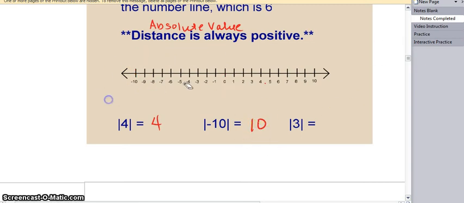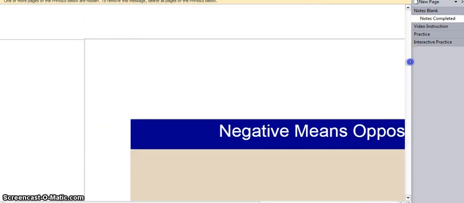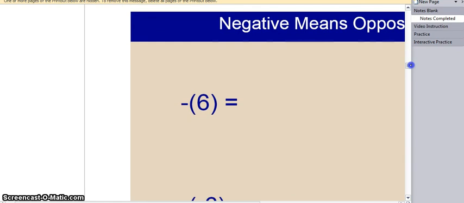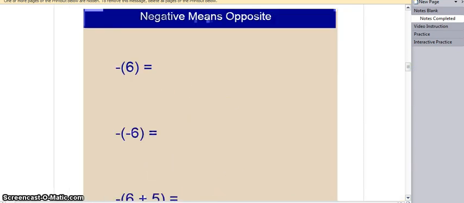Now we're going to look at the distance between 0 and 3, which, of course, is just 3. So the absolute value of 3 is 3. We'll do some practice problems in a minute. So let's start with some practice problems with opposites, now that we understand what opposite and absolute value are.